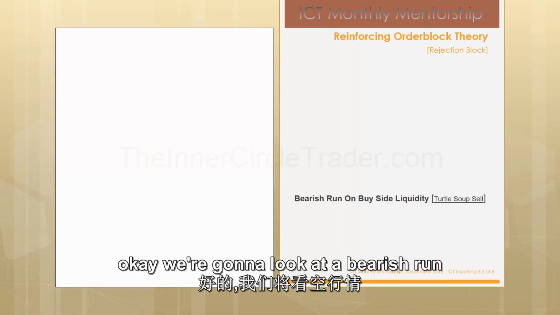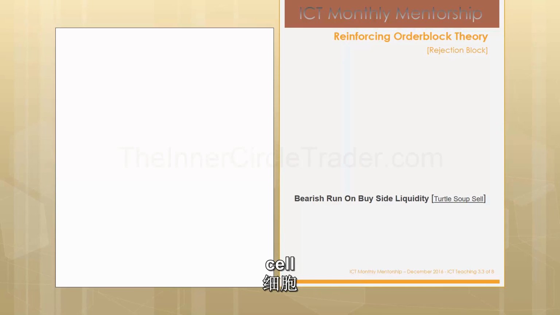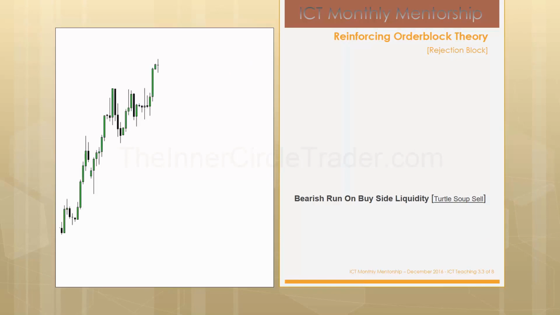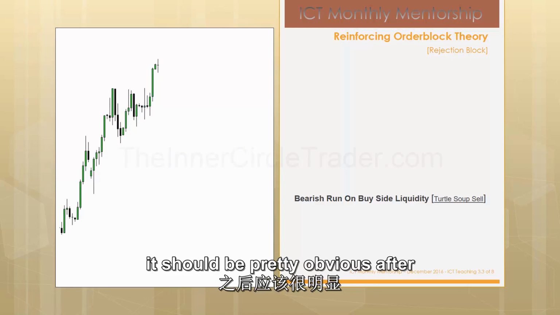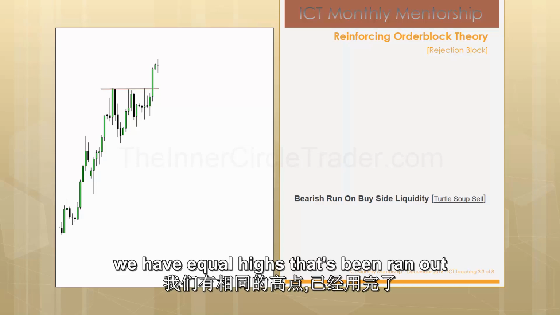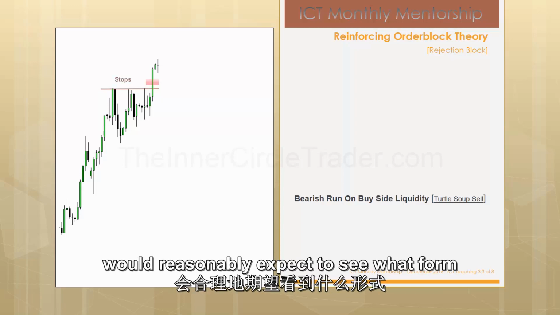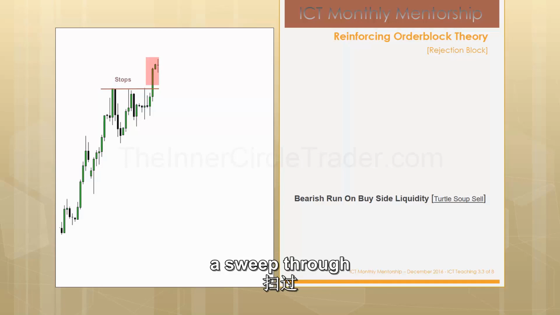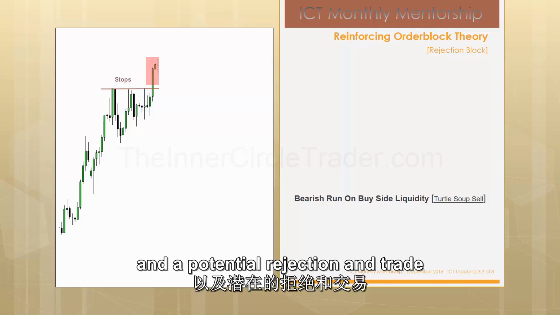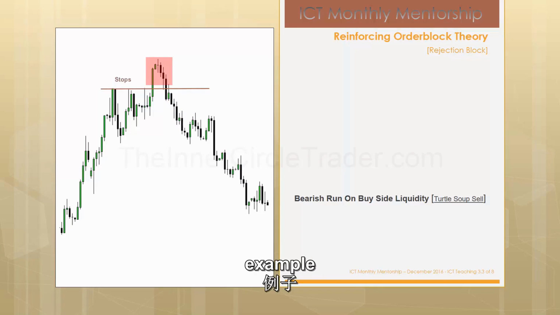Okay, we're going to look at a bearish run on buy side liquidity, or a turtle soup sell. Now, obviously, when you look at this price action here, it should be pretty obvious after studying my material. We have equal highs that have been run out. So there are buy stops above those equal highs that have been run out here. We would reasonably expect to see what form? A sweep through and a potential rejection and trade lower. And that's what you would see here as an example.